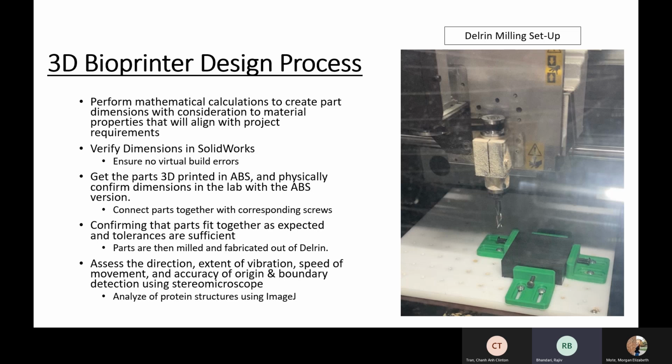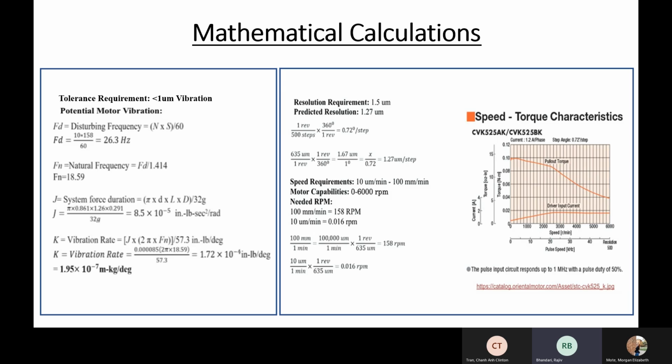Once a Delrin model has been produced, we assemble the device and evaluate direction, excessive vibration, speed of the movement, and the accuracy of the origin and the boundary detection software using a stereo microscope, and then finally analyze the structures using imaging. Here is an example of the mathematical calculations we went through in order to determine the tolerance and resolution of our 3D printer.